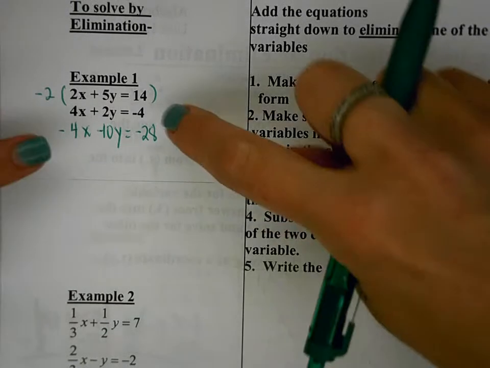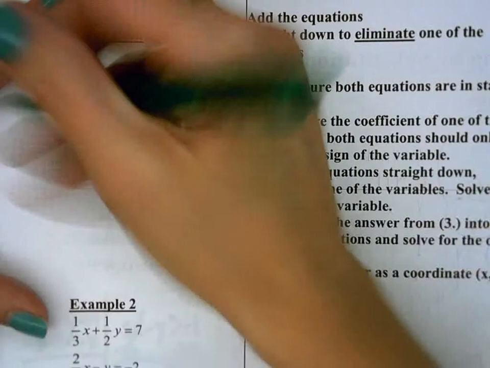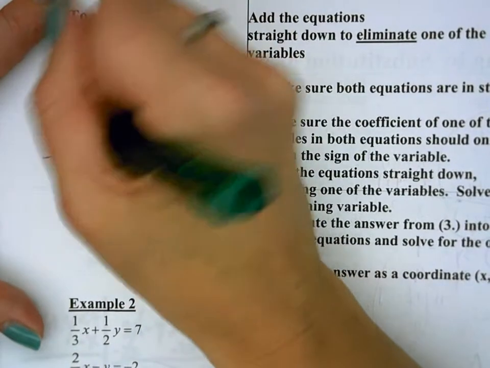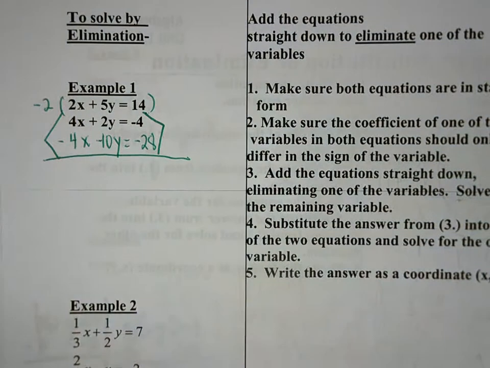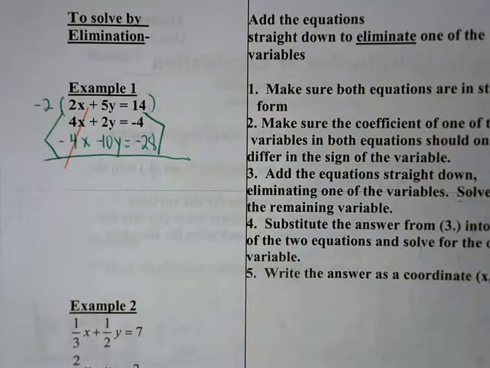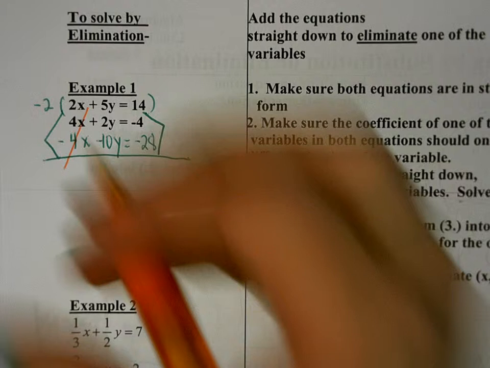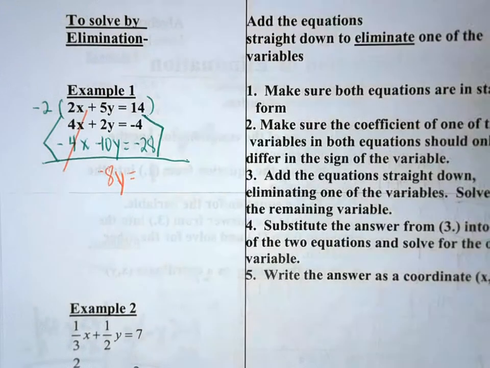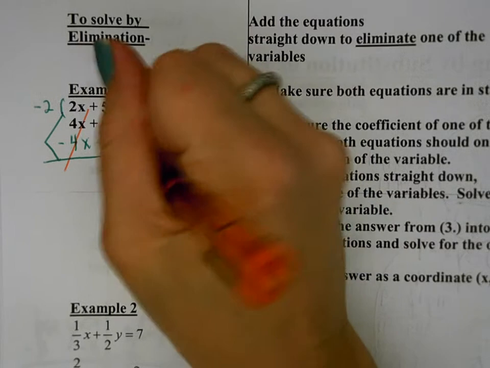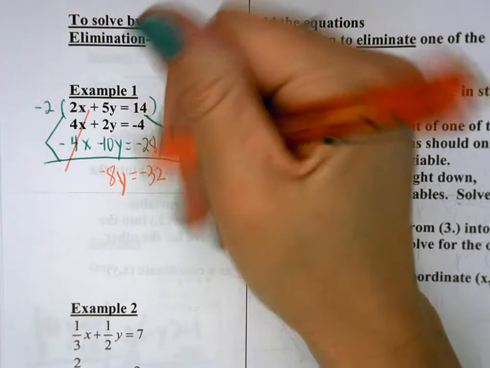And then I'm going to go ahead and add these bottom two equations together. So this is just to kind of show you what I'm doing. So the x's cancel out. 2y and negative 10y make what? -8y. Negative 8y equals, and negative 4 and negative 28 makes? -32. Very good, because we add, keep the sign of the negative.